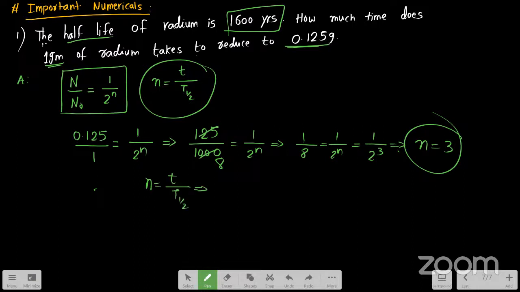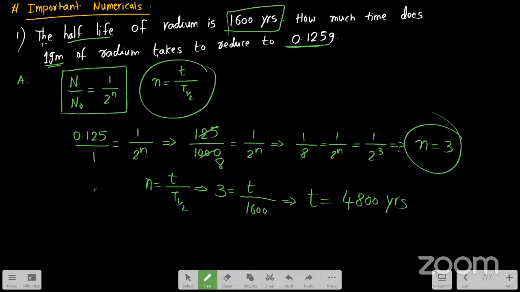So from here, the value of n we got is 3, which is equal to t divided by t half. Sorry, half-life time is given and we are supposed to find the value of t. What is the half-life time given? 1600 years. So t is equal to 1600 into 3, which will become 4800 years.